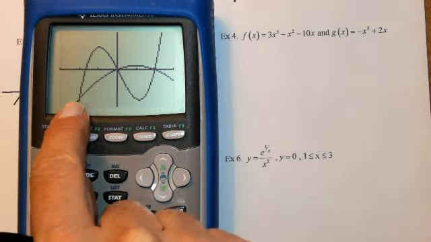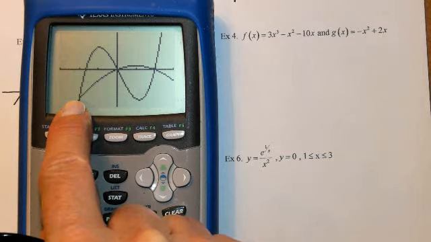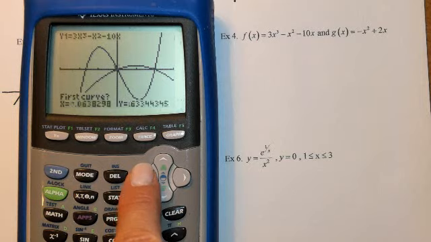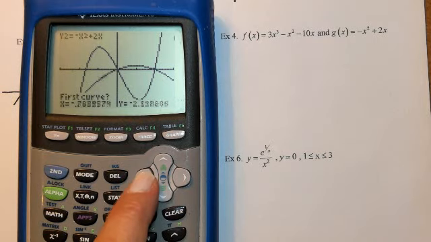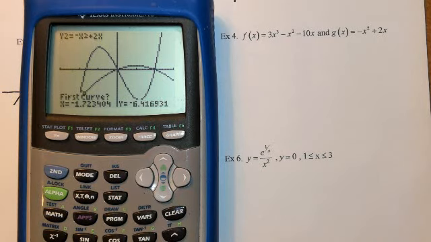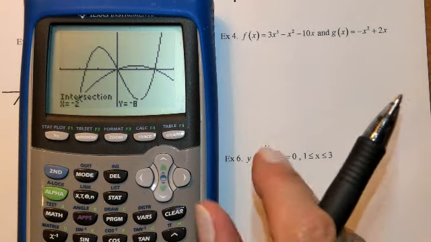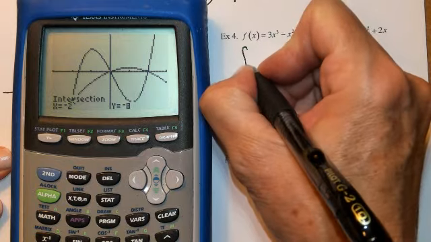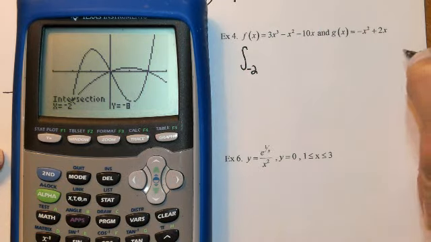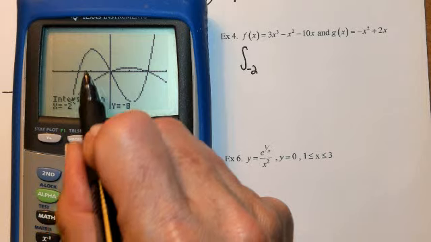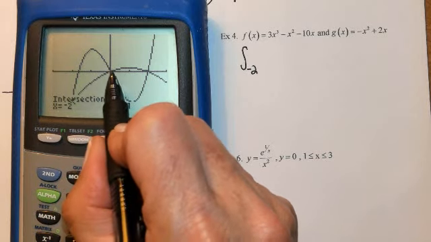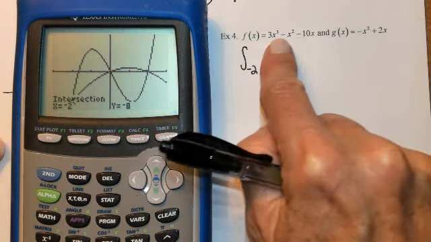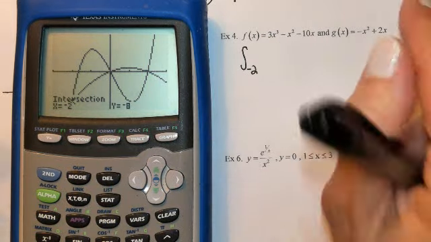Okay, I'm going to find this very leftmost intersection point. So second calc 5 for intersection point, and then I'm going to trace over there, enter, enter, enter, right? And my first intersection point is when x is -2. So that's going to be my leftmost x of this region. Now I need to find the rightmost x of that region. It looks like it's the origin, and if I put 0 in for x, I do get 0. So that is going to be 0.